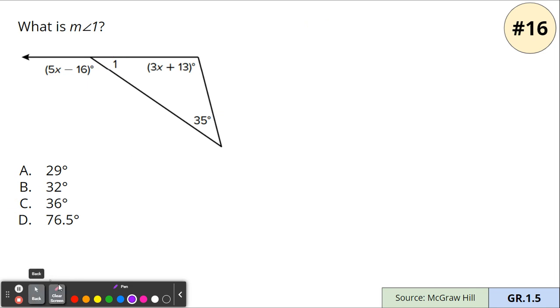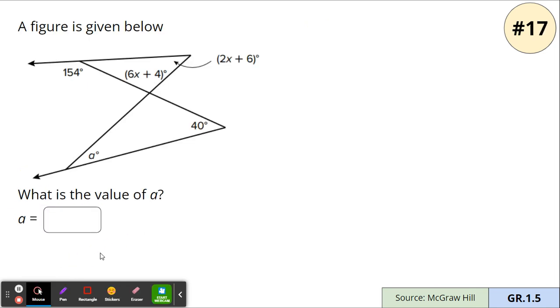Okay, moving on to question number 17. So a figure is given below. We are going to look for the value of A. Okay, as you can see, this is our A. Looking at this one, you can play around by getting the relationship between the angles here. So 2x plus 6 and angle A. Okay, as you can see, this one is also 6x plus 4 because these two are vertical angles, right? So if we can find 6x plus 4, and add it to 40, then subtract from 180, we can get our angle A. But before we get our angle A, we have to get our x first.